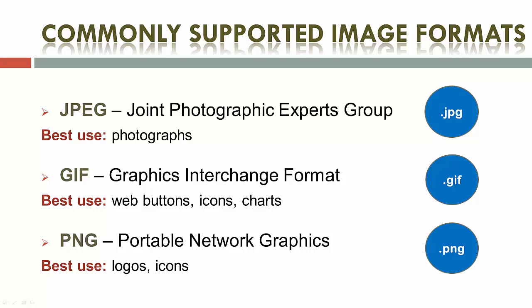Differences in image formats are due to the difference in how and which lossy and lossless algorithms are used to optimize the image. The best use for JPEG is photographs on your website. The best use for GIF is simple web graphics such as buttons, icons, and charts. The best use for PNG is logos, icons, and other images for which a transparent background is preferred. It is recommended that the extension of your file name matches the file type.